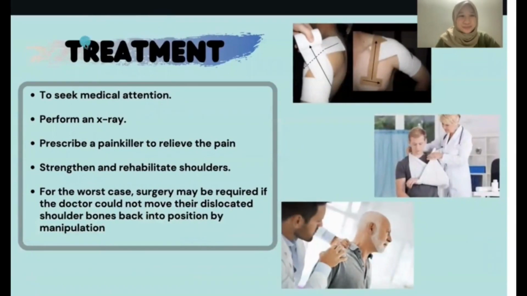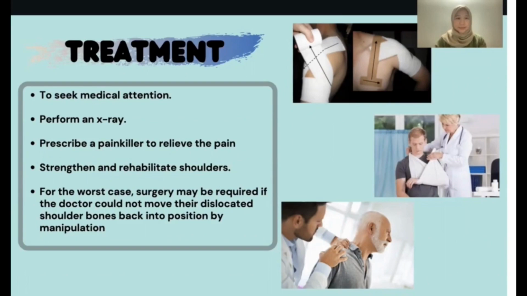Okay, there is treatment. Of course, there's a treatment for this injury. For example, if players have a serious injury to the shoulder, the coach needs to seek medical attention. Then the physician will put the bone back into place. They will do an X-ray to confirm the injury. The player will experience a lot of pain after the treatment, but the physician will prescribe a painkiller to relieve the pain.